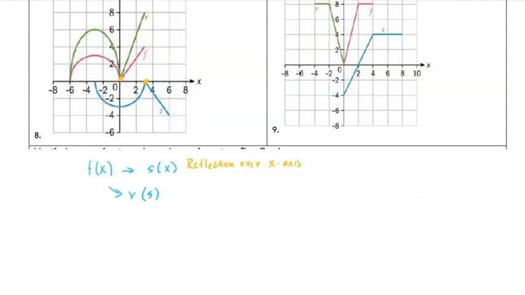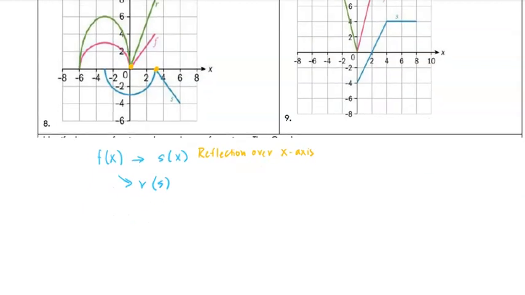x-axis. Okay, and then it seems like that point moved, or I can take this point right there and reflect it, and that one reflects to here, and then it moves 1, 2, 3. Okay, 3 to the right. Right? Reflection over the x-axis, and it moved 3 right.